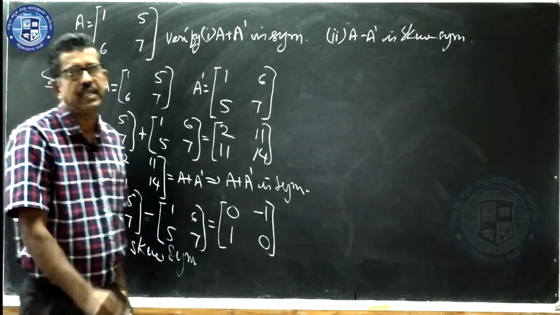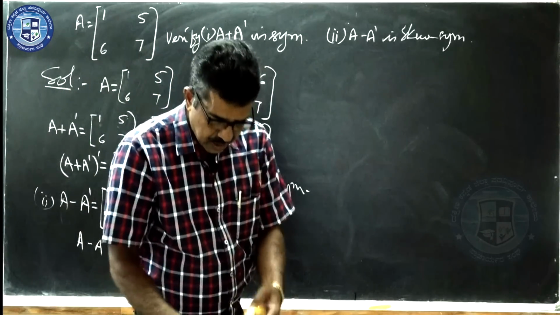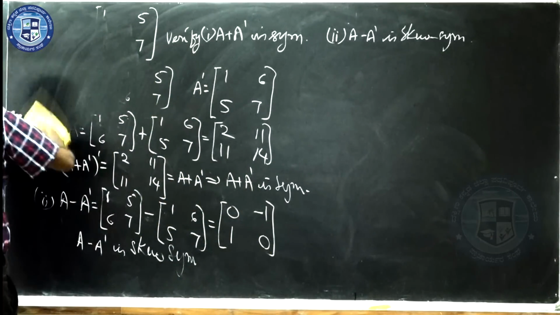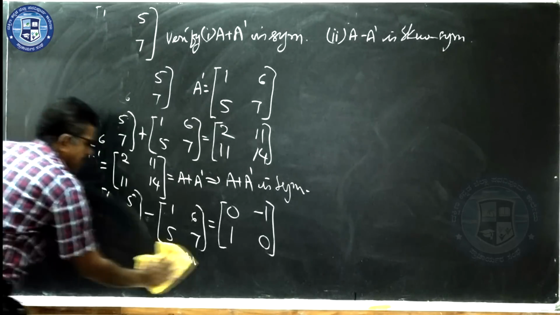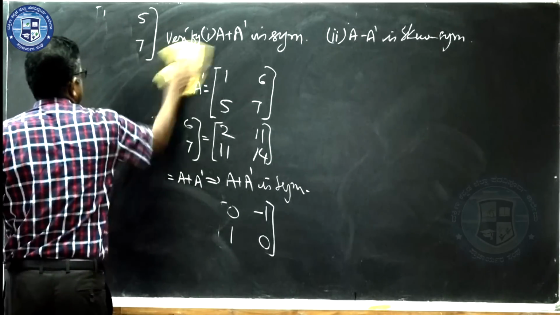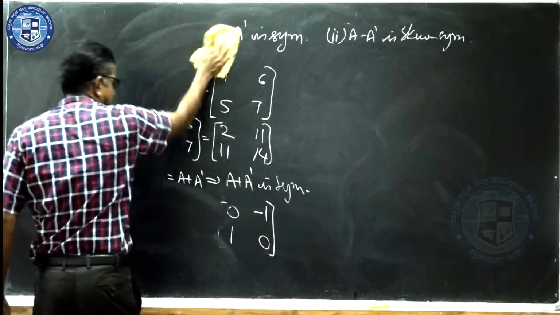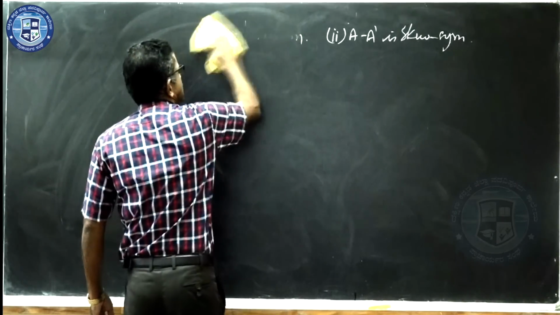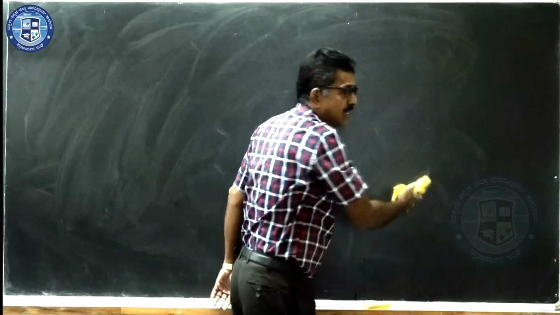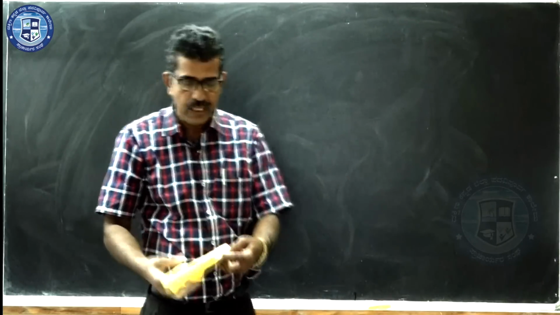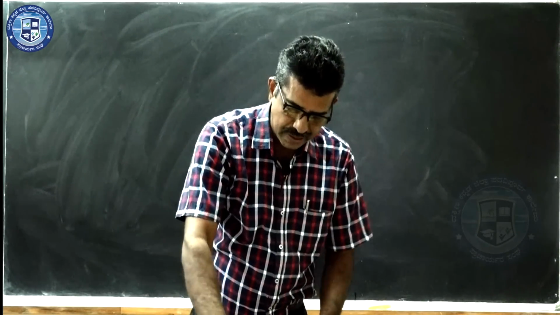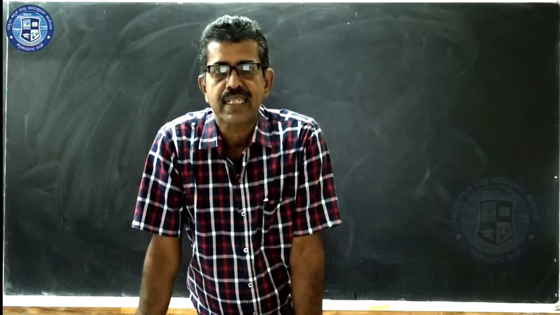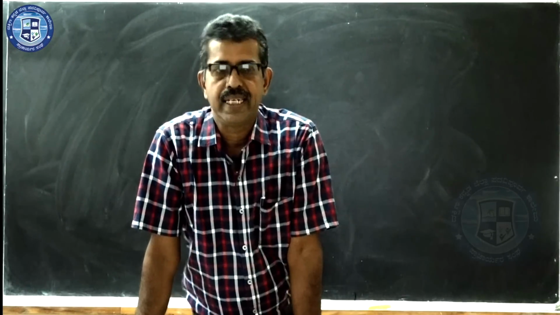So, this is the result. In order to prove, for any given matrix A, that A plus A dash is always symmetric and A minus A dash is always skew symmetric. So, dear friends, one concept which has not been given in the NCERT book, but is important for competitive examinations, is proving that the product of a matrix and its transpose is always symmetric.